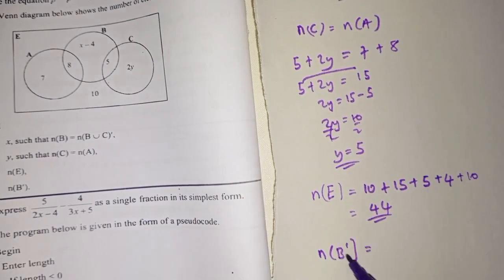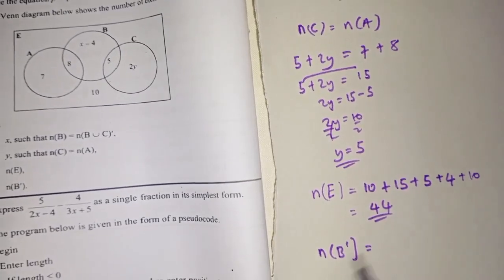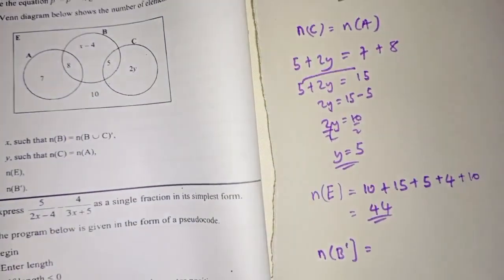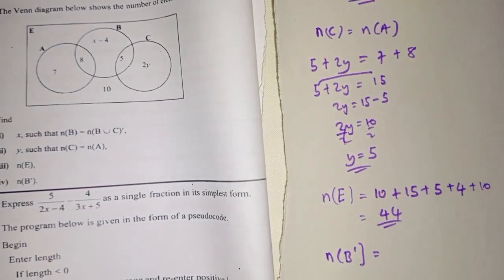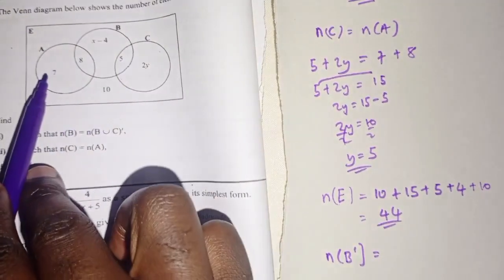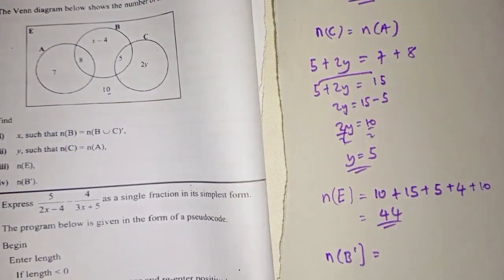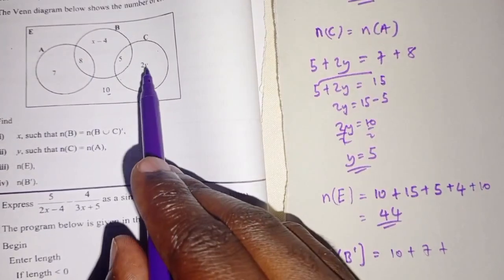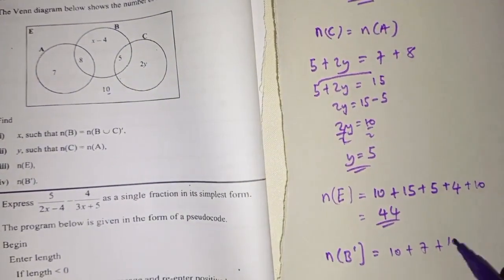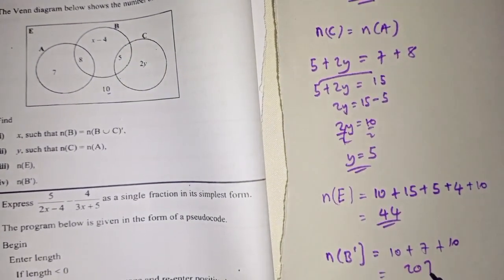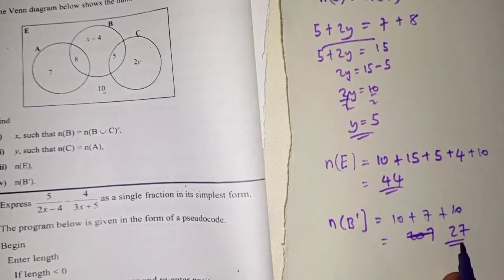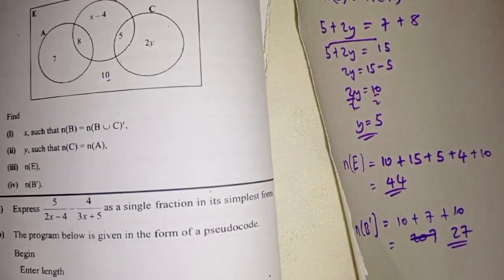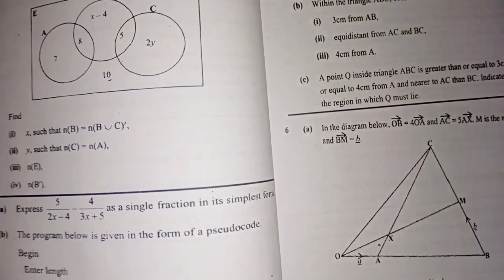So B complement, numbers in B complement, meaning everything excluding B. So here we are getting everything excluding B. So 7, 10, and that's also 10. So 10 plus 7 plus, this is also 10 because y is 5. 10, and here you get 20. Sorry, you get 27. Okay, you have 27. This question is done. So this question, 2019 paper, is quite simple.